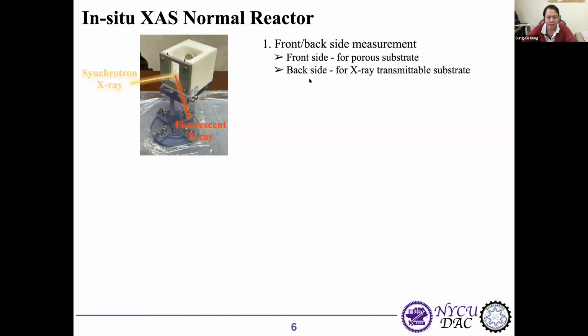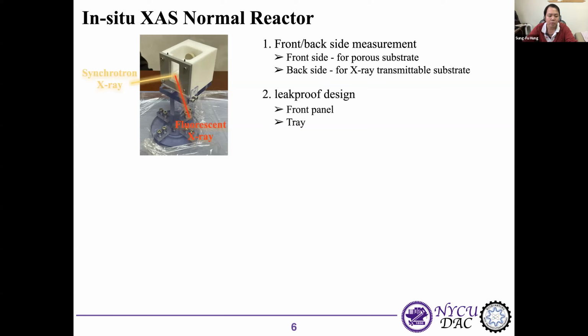So the other one is the backside measurement, and the backside measurement is for X-ray transmittable substrate. I think I mainly use the carbon papers. Yeah, so the advantage is the catalytic current will be similar to the normal electrocatalytic cell. Just when we do the in-situ measurements, the current can be similar to the normal state.